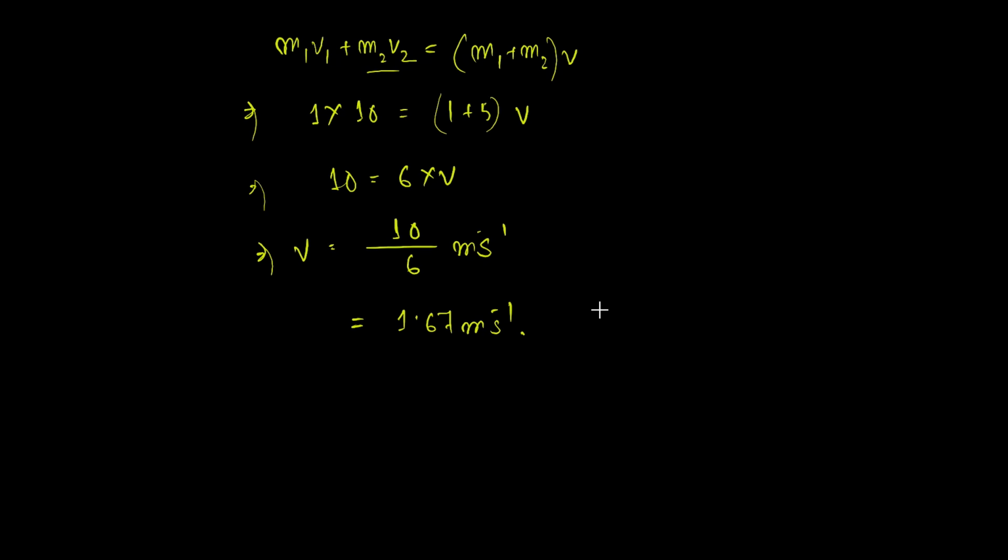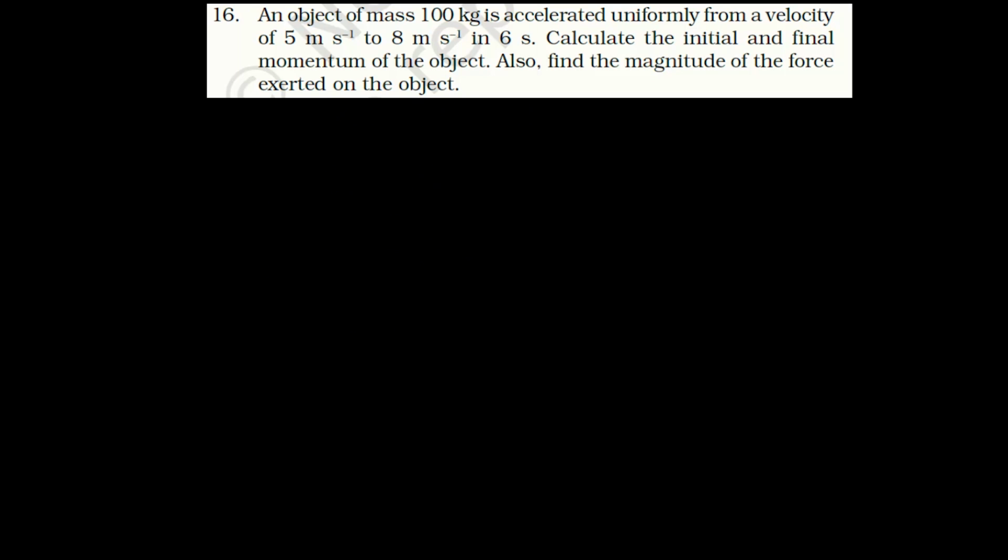Now we will move towards our next question. What is this question actually saying? This question says that an object of mass, again the mass is given, write down the mass. Again, look at the question, only one mass is given, so we will only write down small m, 100 kg.